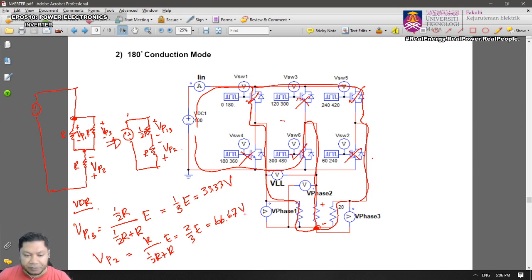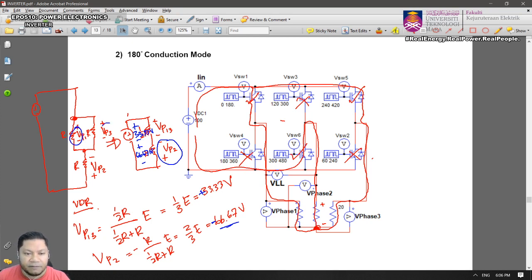Phase 2. Negative, sorry, this is negative voltage, right? So it's a negative voltage. I hope you don't get confused. This is plus minus, and then here also plus minus. 66.67. This is 33.33. Okay, so that's why VP2 will see negative 66.67, and this is positive 33.33. Right? So phase 1 and phase 3.